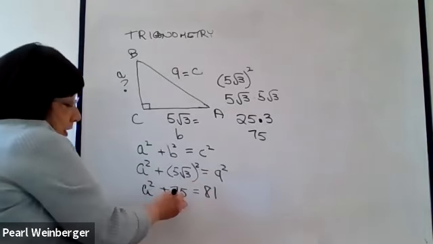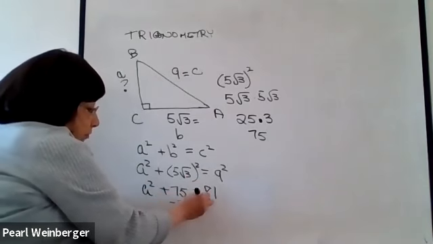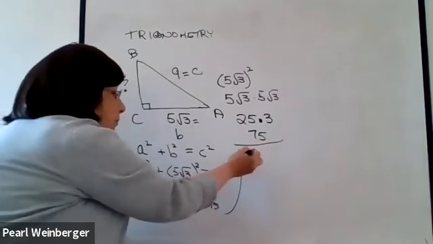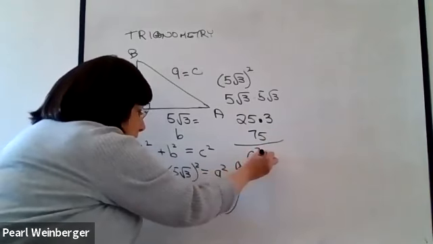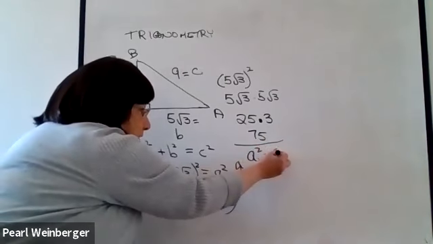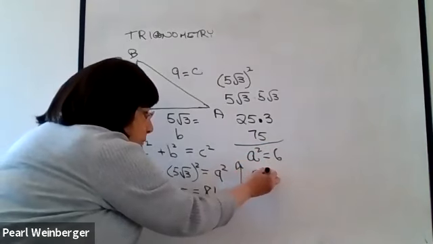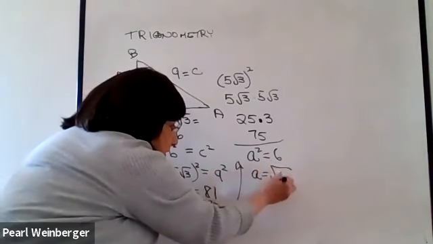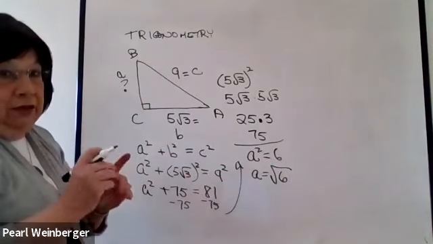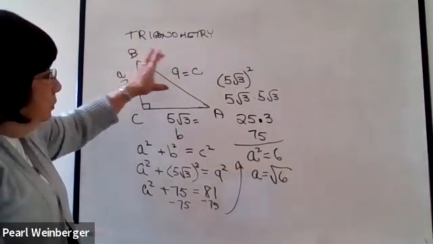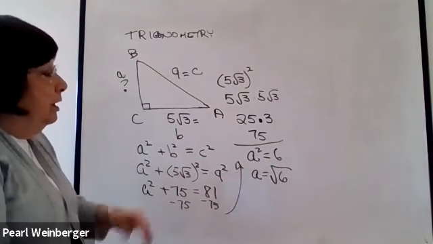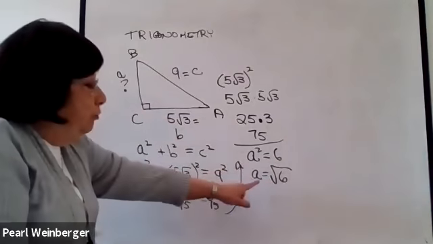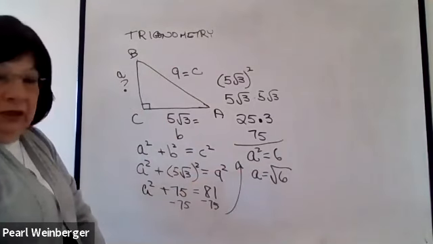And now to find out what a squared is, I'm going to subtract 75 from both sides. That'll give me a squared equals, well, 81 minus 75 is 6, which means that a, remember we know that square root property, is going to be the square root of 6. And I don't do plus or minus. I can't have a negative answer because these are sides of a triangle. The sides of the triangle can only be positive. So in radical form, my answer is radical 6.